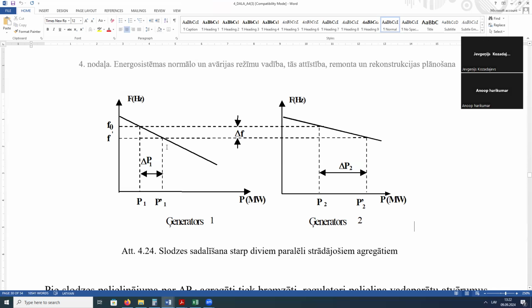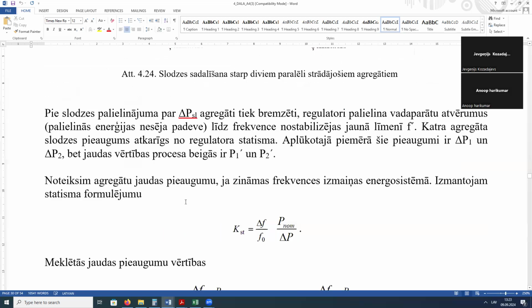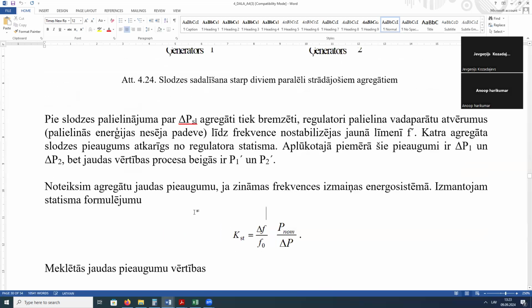And if we make a model with a concentrated generator, as I mentioned many times, when we unite all the generators into one, we need to represent this reaction to the frequency deviation by the united generator. How could this be done? In this case, we need formulas to calculate the total reaction of the united generator. And here we got this formula.